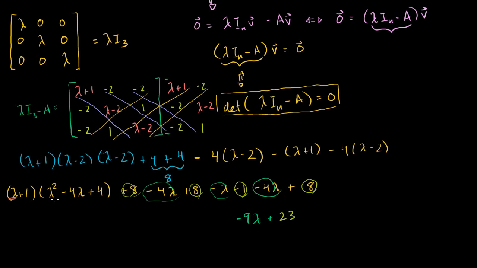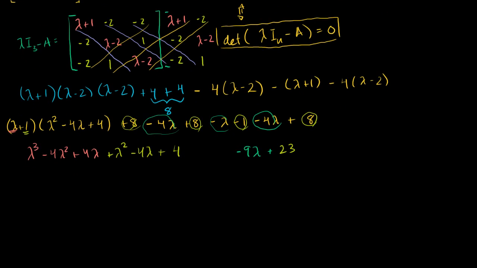So first I can take lambda and multiply it times this whole guy right there. So it's going to be lambda cubed minus 4 lambda squared plus 4 lambda. And then I can take this 1 and multiply it times that guy. So plus lambda squared minus 4 lambda plus 4. And of course, we have these terms over here, so we're going to have to simplify it again. So what are all of our constant terms? We have a 23 and we have a plus 4. So we have a plus 27.